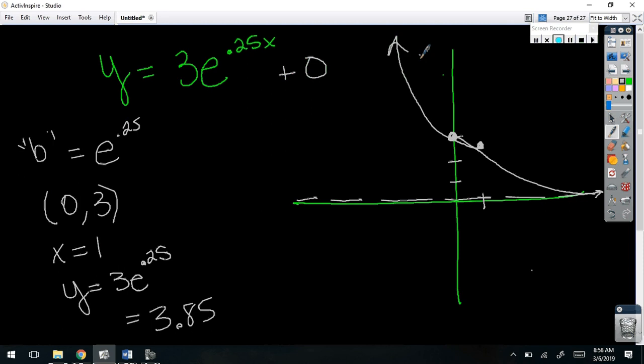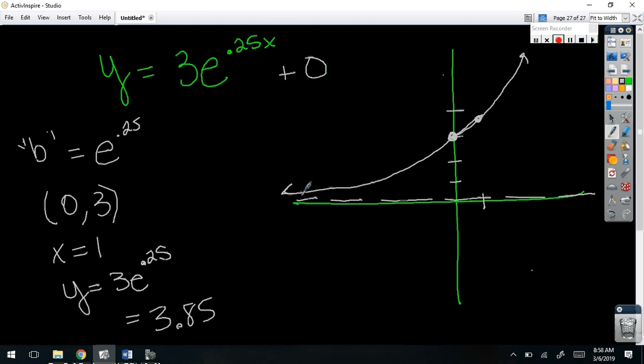Wait, that's included. 1, 2. Oh, no, it's not. Because I just drew decay. I'm an idiot. Okay. Up. There we go. Now it's growth. I graphed decay and said it was growth.